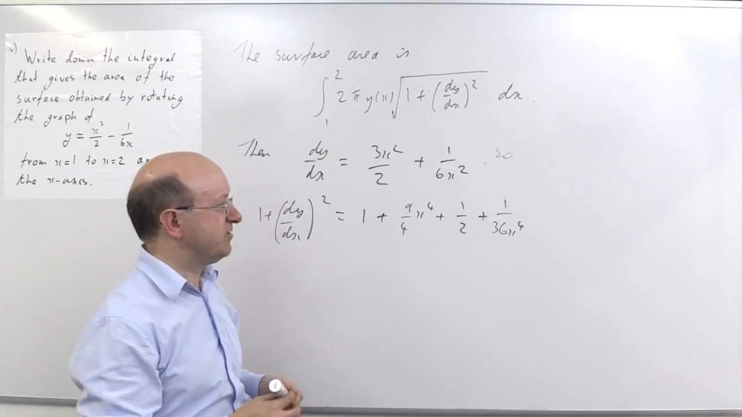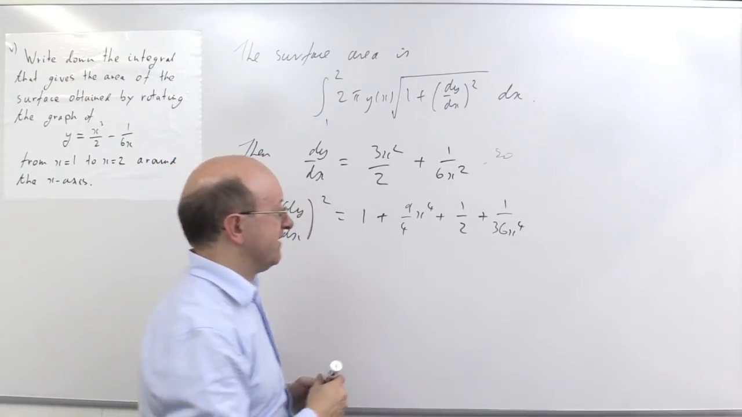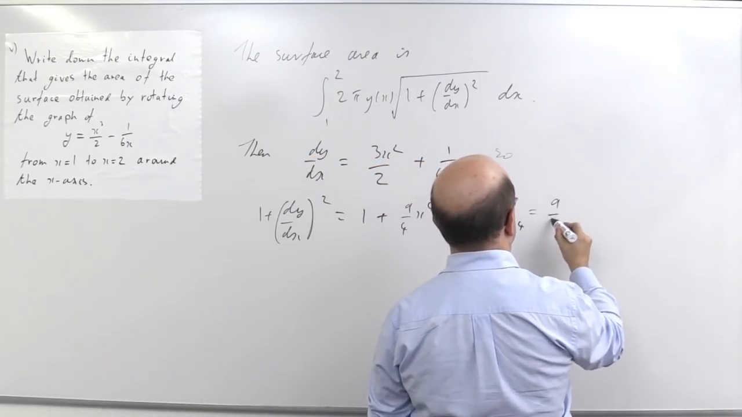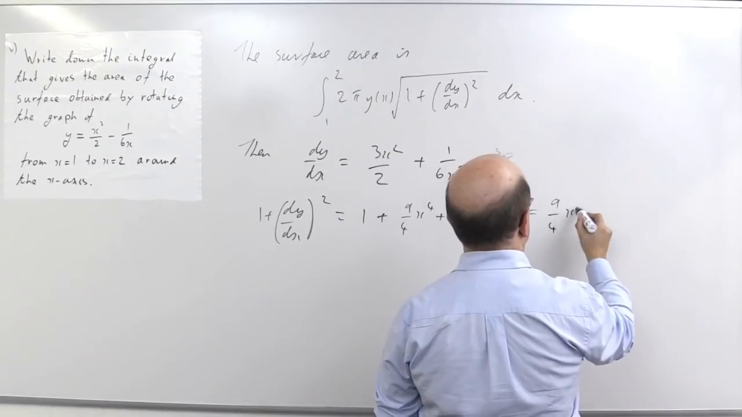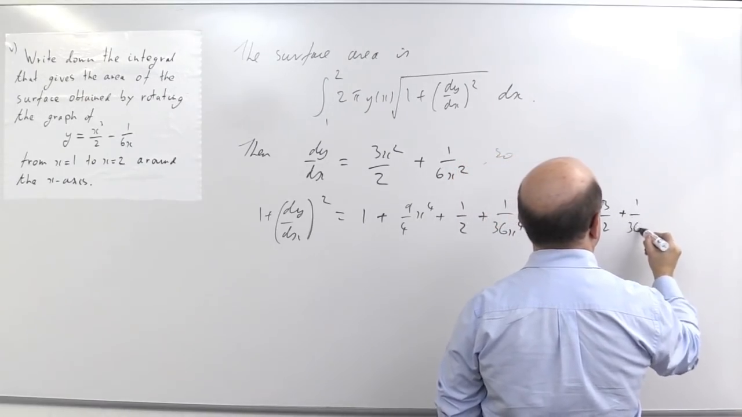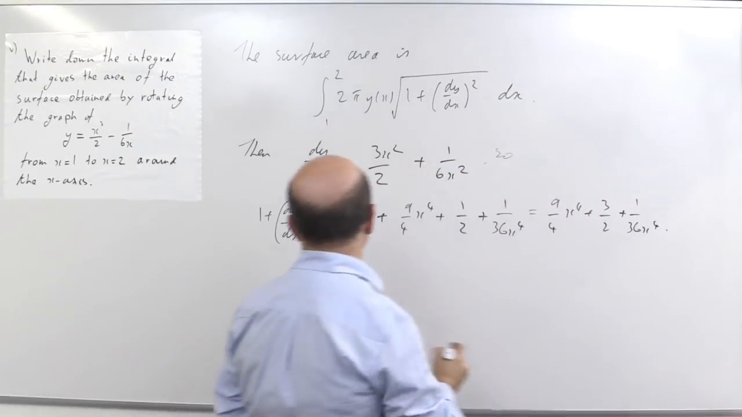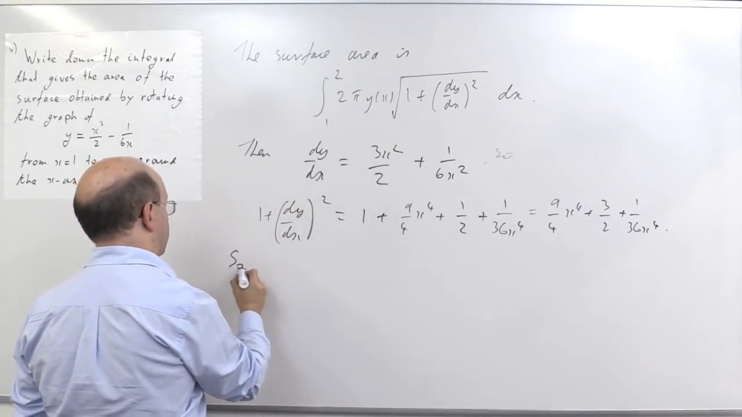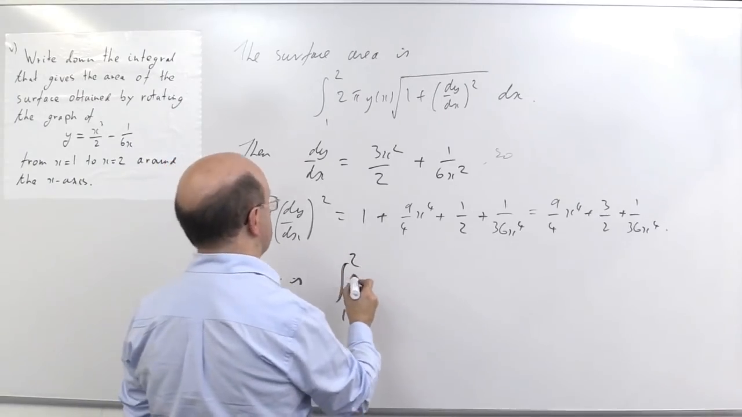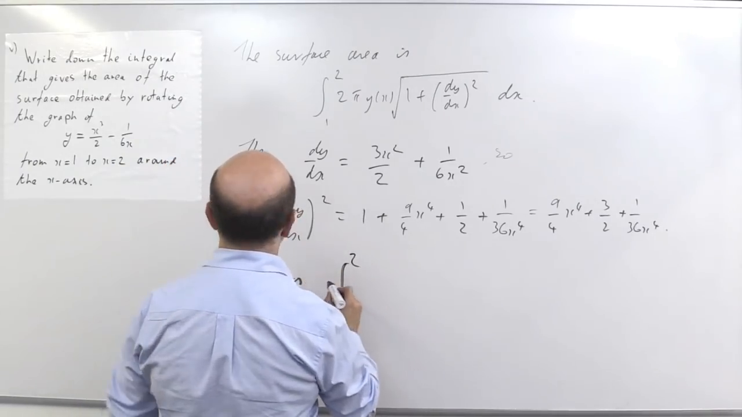I mean, it's the same question, and we're not asking you to do the integration after all. Anyway, enough waffling. Let me just point out that's 9 over 4 x to the 4 plus 3 halves plus 1 on 36 x to the 4th. So the area is the integral from 1 to 2 pi times that thing there.